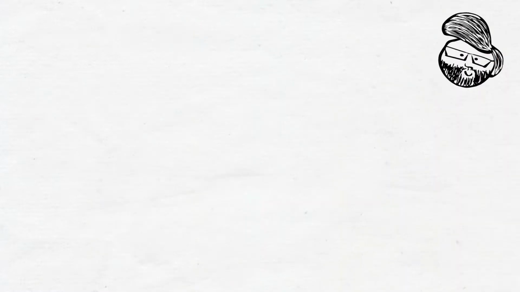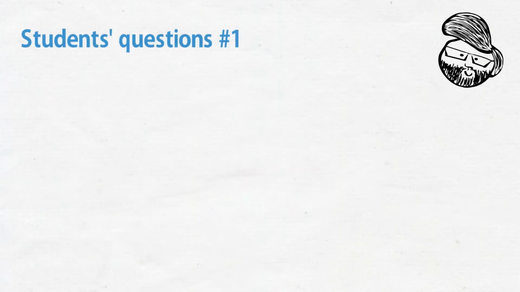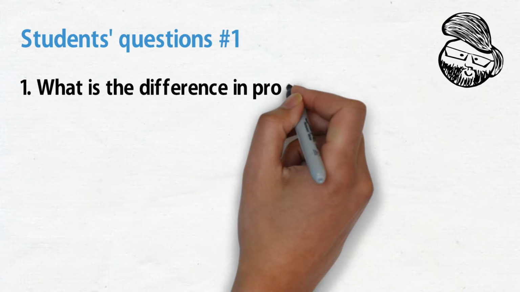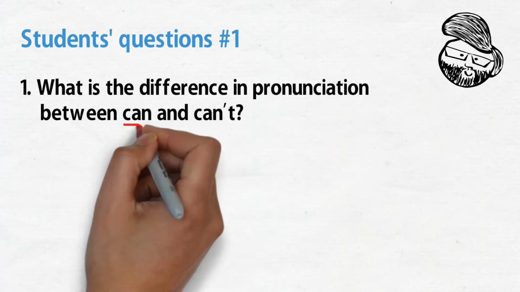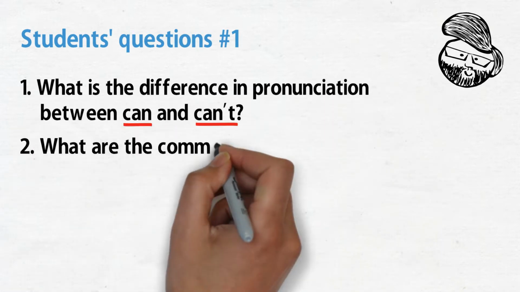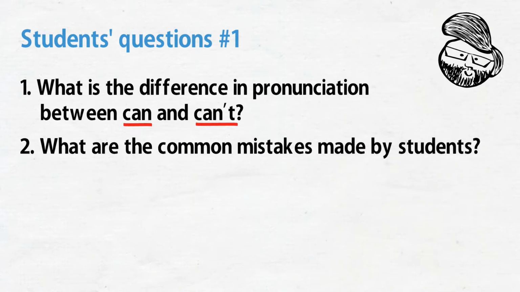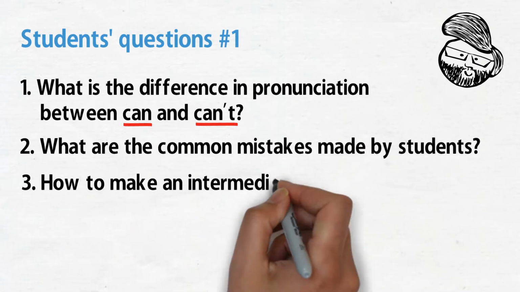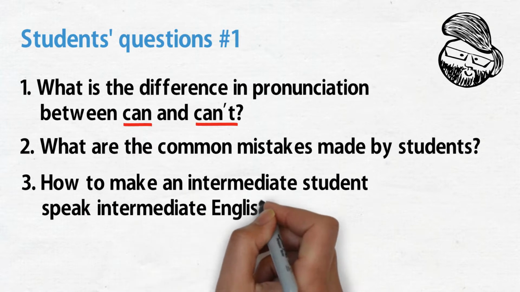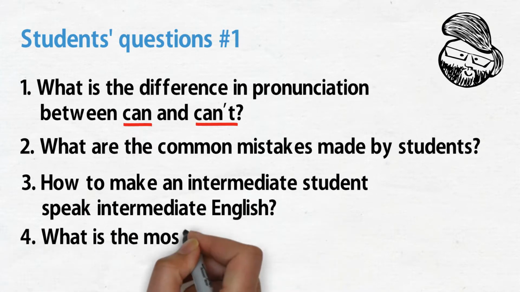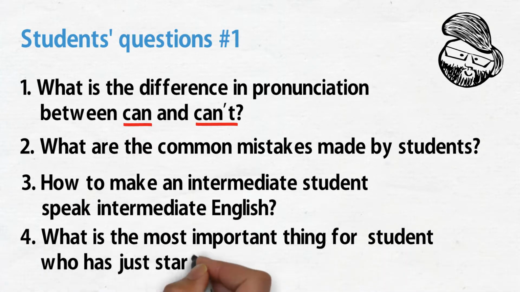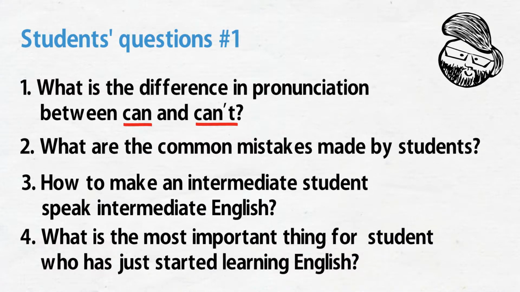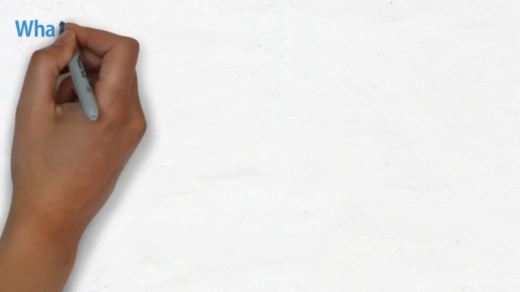In this section, I'll answer some of your questions regarding pretty much anything related to the English language. Today, I'm going to answer the following questions. What's the difference in pronunciation between can and can't? What are the common mistakes made by students? How to make an intermediate student speak intermediate English? What's the most important thing for a student who has just started learning English? Let's start with the first one.